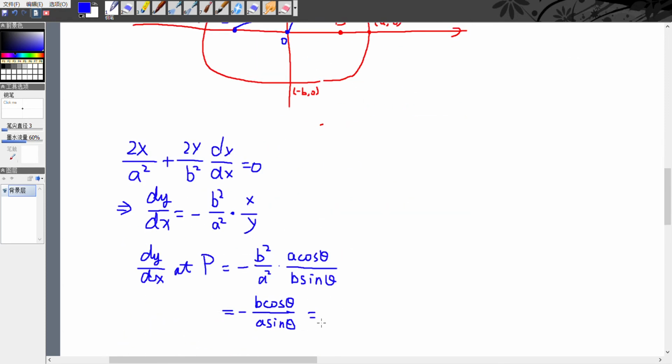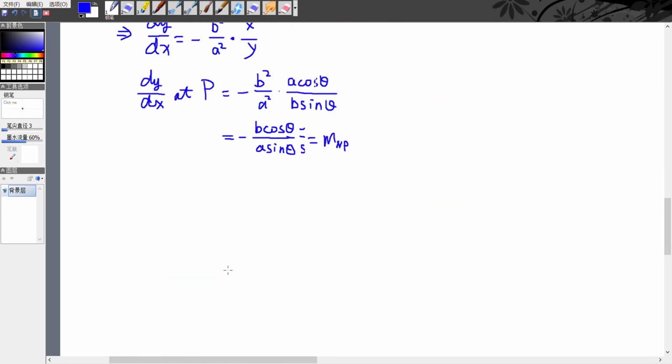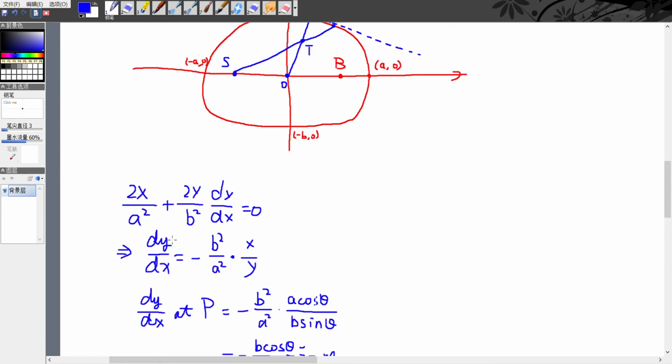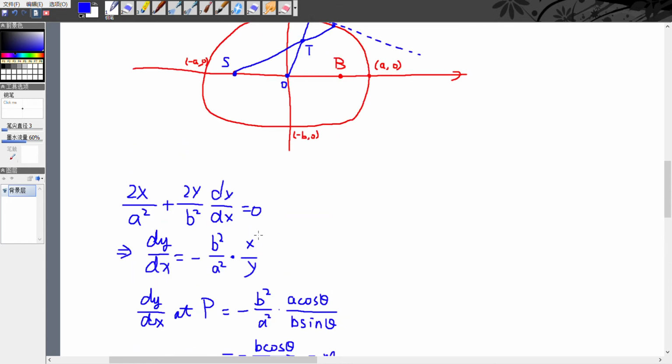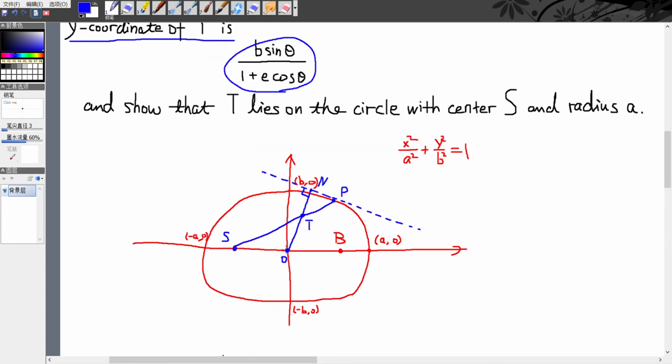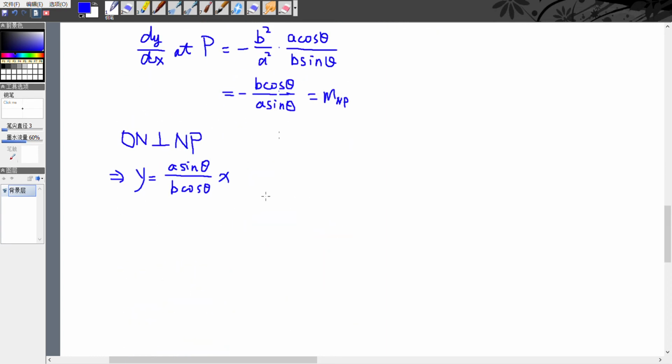So that is the gradient of tangent MP. Because ON is perpendicular to MP, immediately we will have the formula for the line ON, which is just y equals a sine theta over b cosine theta times x, and c is equal to 0 because it passes through the origin. And this is the formula for ON.